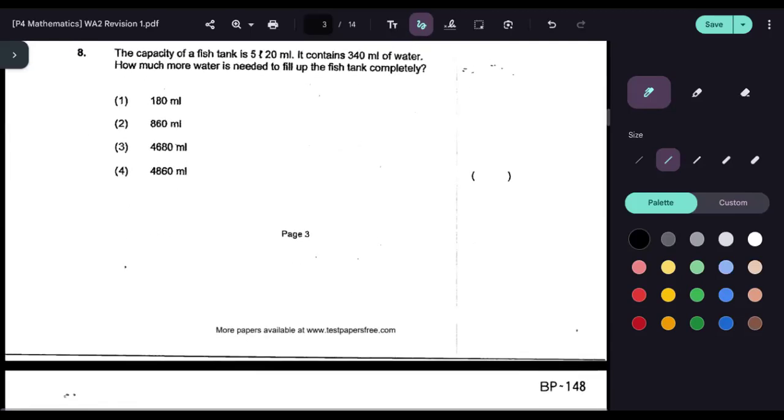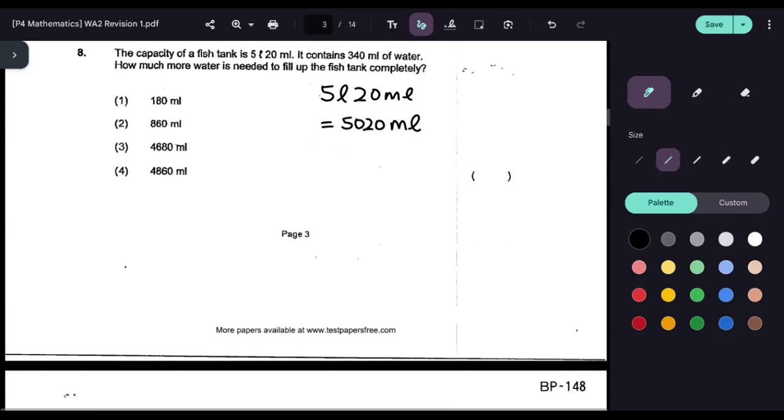Okay, next one. The capacity of a fish tank is 5 liters 20 milliliters. It contains 340 milliliters of water. How much more water is needed to fill up the fish tank completely? Now for this one, 5 liters 20 milliliters is good if you can change it to milliliters only. Okay, 5 liters is 5000 ml plus 20, so it will be 5020.